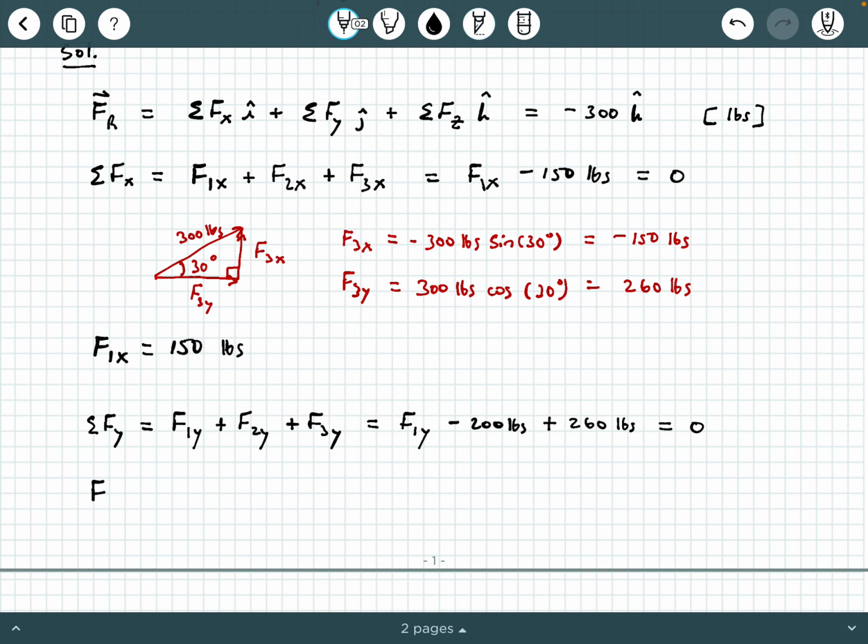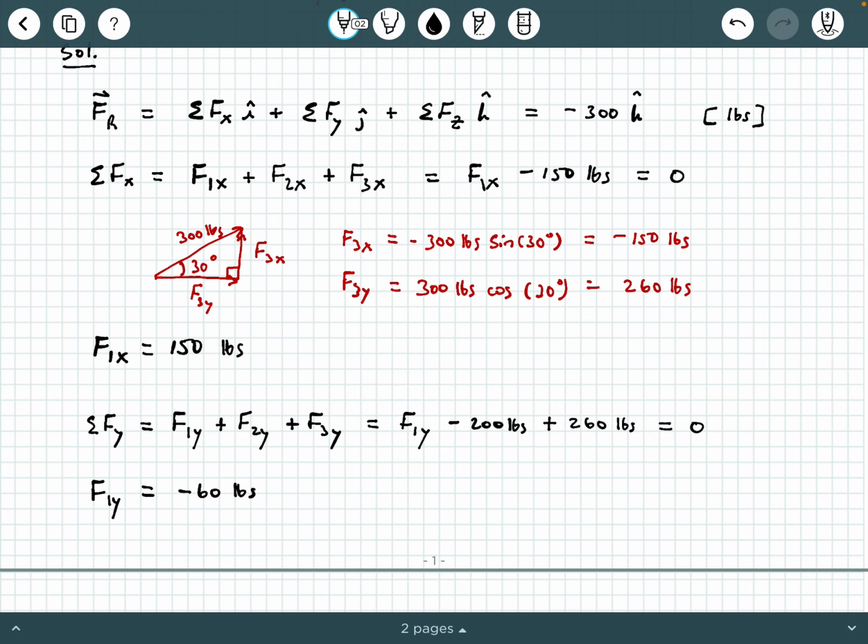I can do some rearranging, and I can get the y component of F1, so that's going to be F1y, and sure enough, that comes out to be negative 60 pounds, all right? So that's another part of our answer. Now, what about the last component? What about the z component of force 1?